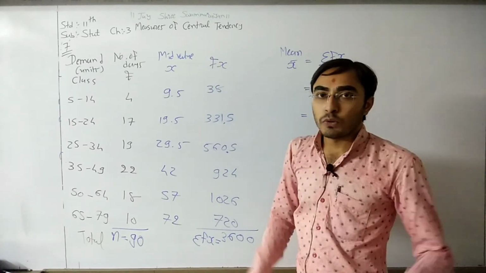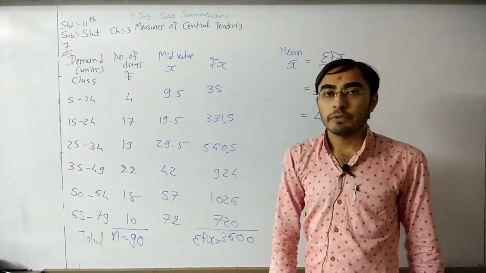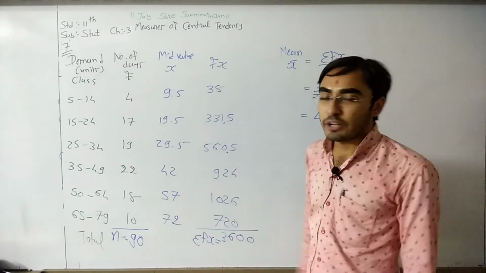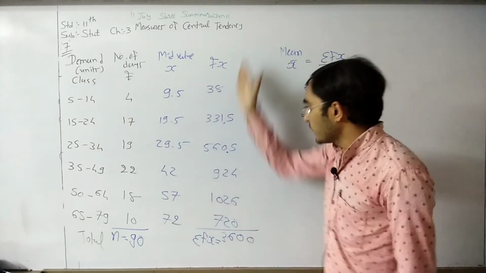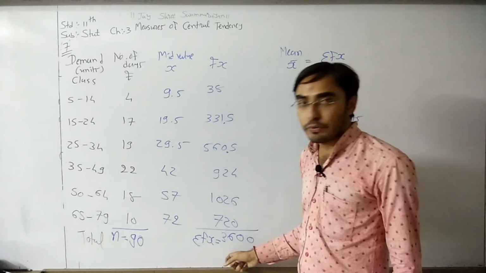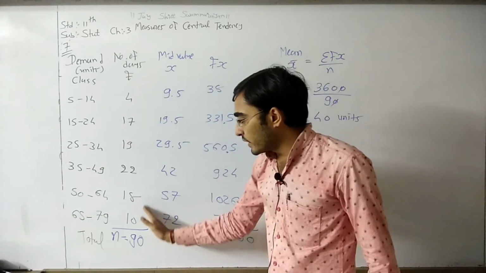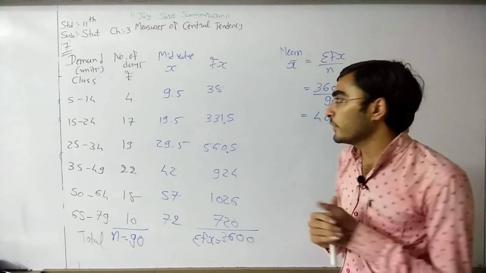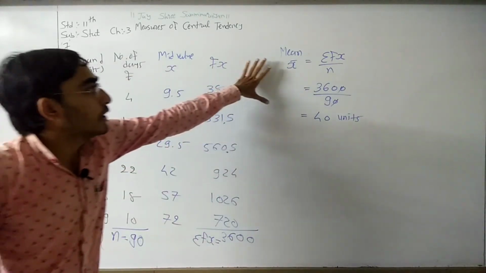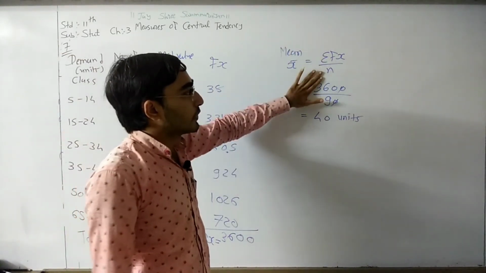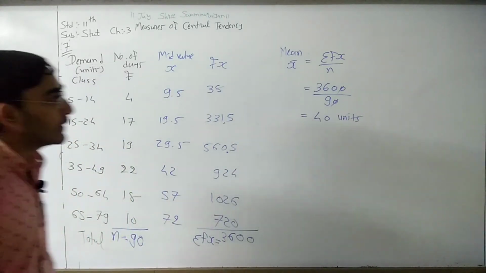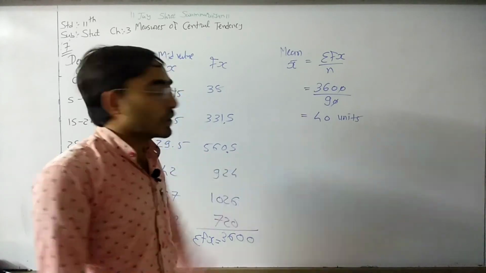After that, we can go for the direct method or step deviation. But here we are using the direct method because we have the calculator. So f multiplied by x is fx. Just multiply these two numbers, you will get the value of fx. After that, add all these numbers, so you will get the value of sigma fx. And if you add all the frequencies, you will get the value of n, that means the total number of observations. Now the final formula, mean x bar is equal to sigma fx divided by n. Put this value here, divided by n, the total frequency 90. So the final answer is 40 units.